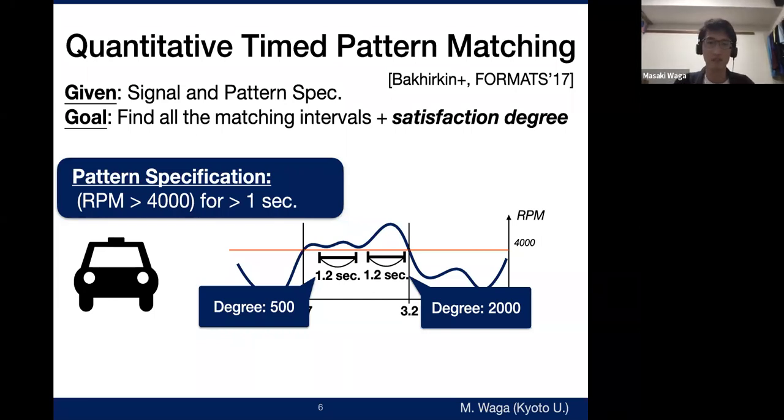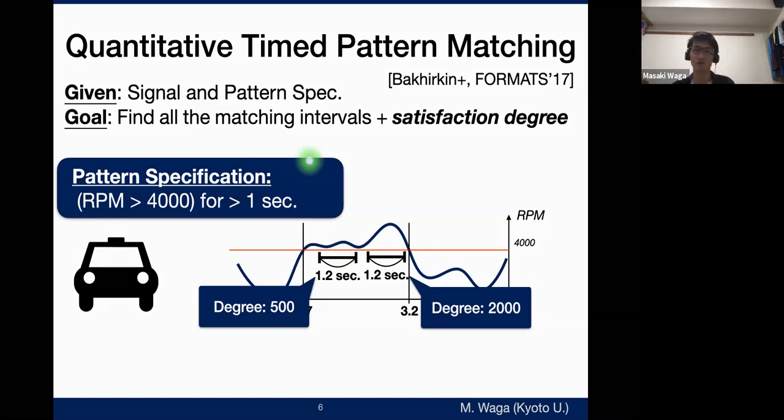Here, the inputs are the same, signals and pattern specifications, but the goal is not just to find all the matching intervals, but also to find the satisfaction degree. For this interval, since the gap from the threshold is relatively large, the degree of satisfaction can be something like 2000, while for this second interval, this gap is relatively small.